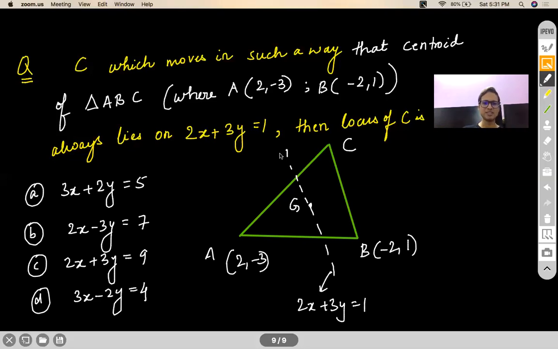Let me put the poll on. I think Pranav has given the answer. Very good, Pranav.